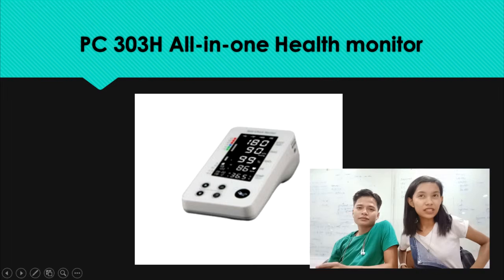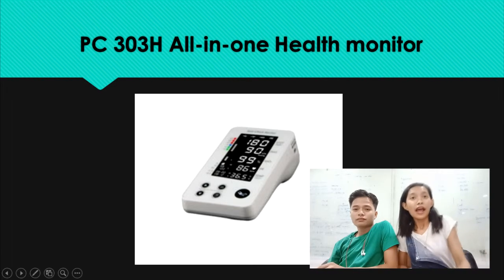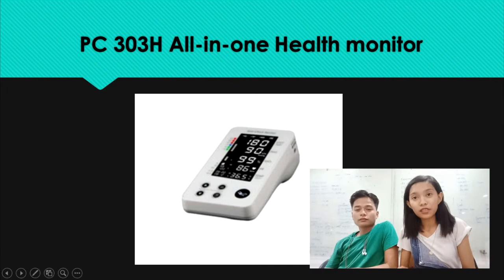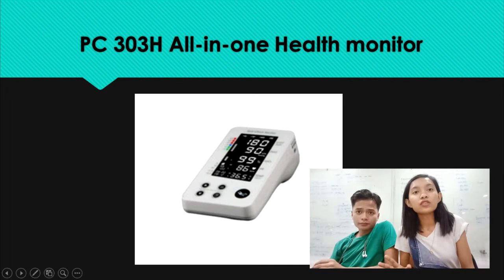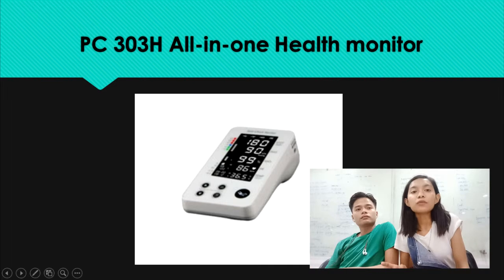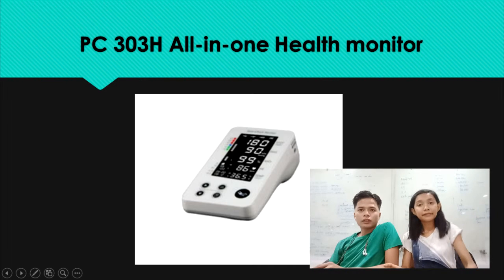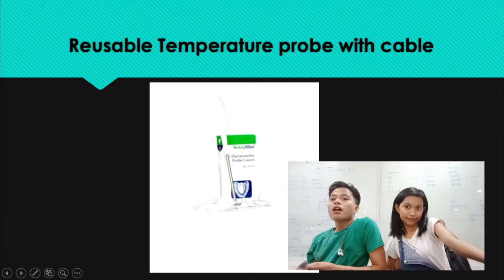The next is the PC33H all-in-one health monitor. It is a comprehensive health monitor for hospitals, clinics, and daily measurements at home, allowing the user to measure, store, and share blood pressure, oxygen saturation, heart rate, temperature, ECG, and blood glucose data, which means it's also for the blood too.